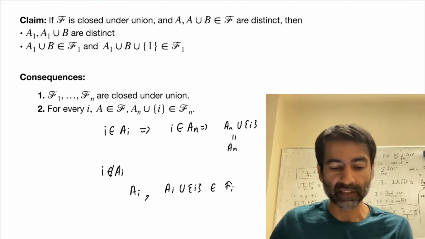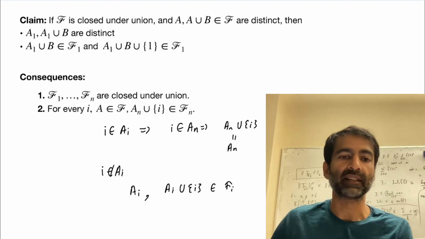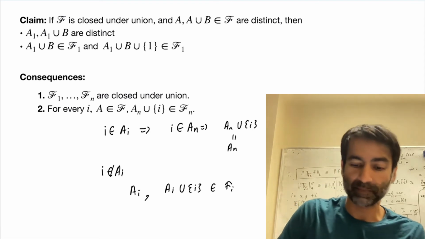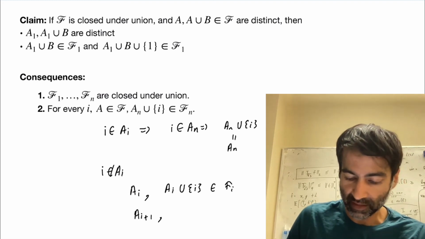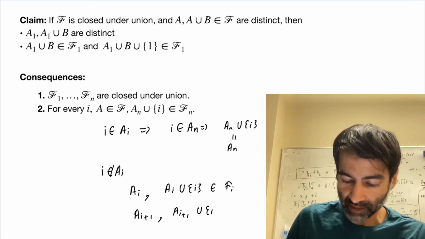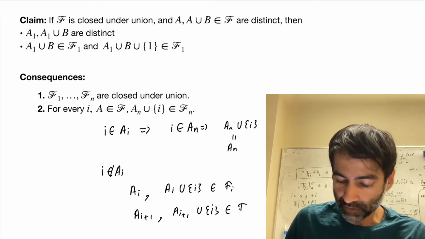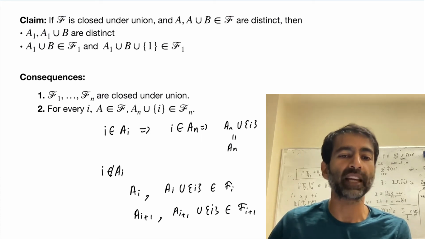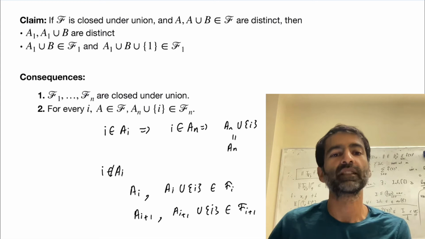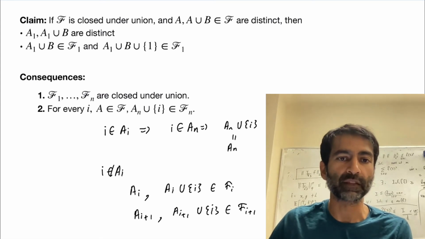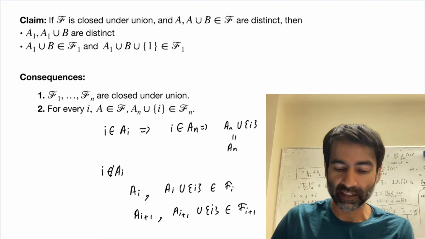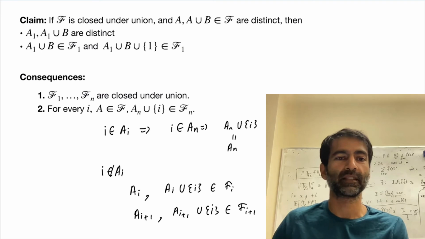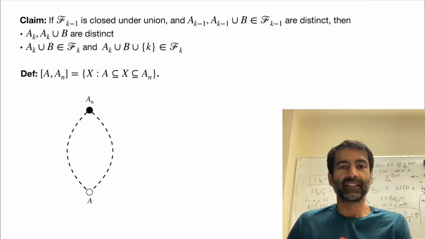So applying the claim, we'll get that A_{i+1} and A_{i+1} union i will both belong to F_{i+1}, and both will be distinct. And then applying the claim again, we'll get the same statement for F_{i+2}. And continuing this way, we'll eventually get the same statement for F_n, and that proves that A_n union i belongs to F_n. So that's another nice consequence.